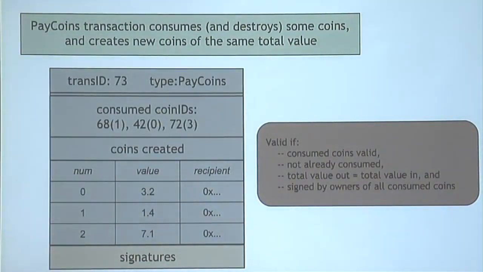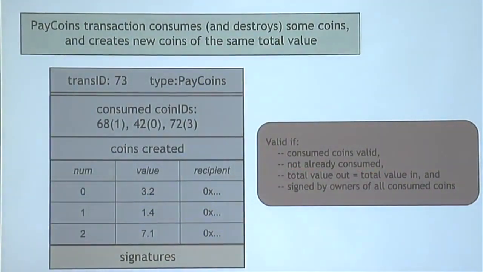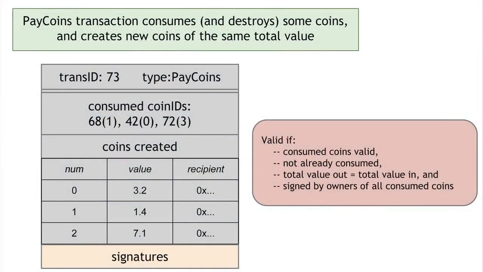The rules of Scroge Coin say that a pay coins transaction is valid if 4 things are true. First, if the consumed coins are valid, that is, they really were created in previous transactions. Second, that the consumed coins were not already consumed in some previous transaction. That is, that this is not a double spend. Third, that the total value of the coins that come out of this transaction is equal to the total value of the coins that went in. And finally, that the transaction is validly signed by the owners of all of the consumed coins. If all of those things are true, then this pay coins transaction is valid.